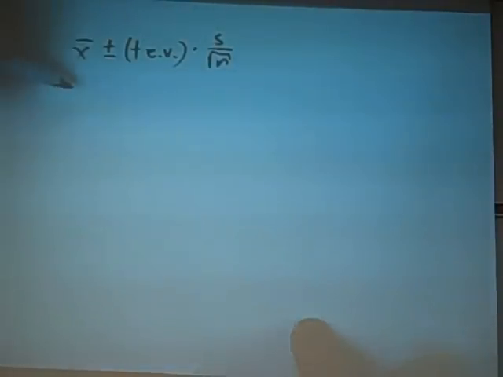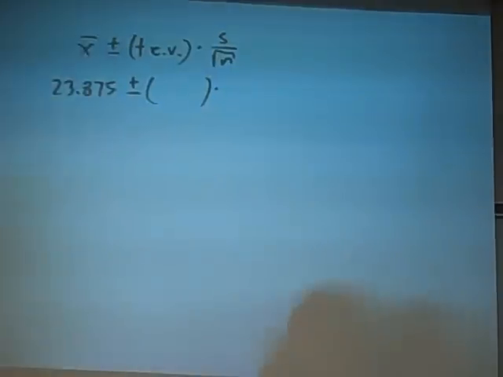So we're going to do a 95% procedure. That's going to be x bar plus or minus a T critical value, because we're doing the T procedure, we don't know sigma, times S over root n. X bar is 23.875 plus or minus the T critical value. Let's look at our table.